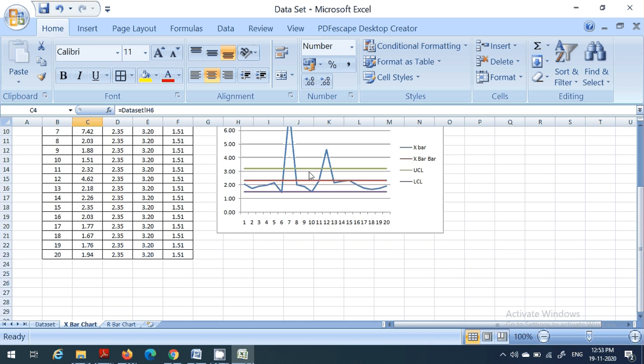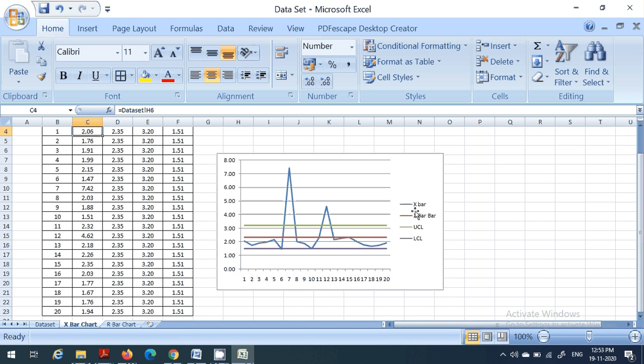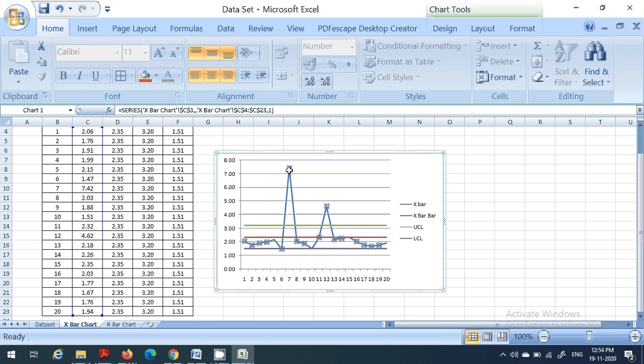So in this case, you can see that this blue line denotes the X bar values, right? The green line denotes the upper control limit, the pink-purple line denotes the lower control limit, and the center line, the brown one, represents the X double bar, right? So this is nothing but the graph, right? In this case, there are 2 assignable causes that exist. One is at the 7th data set, and another one is the 12th data set, right?